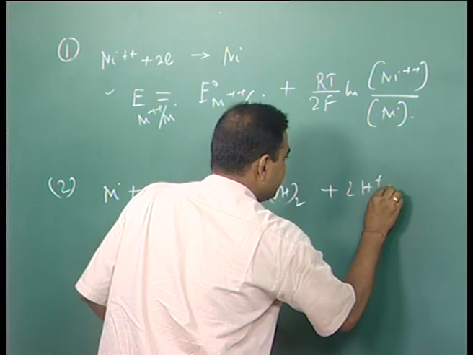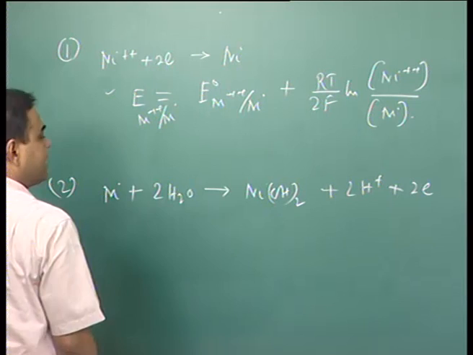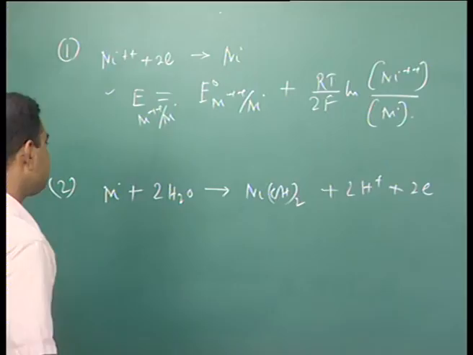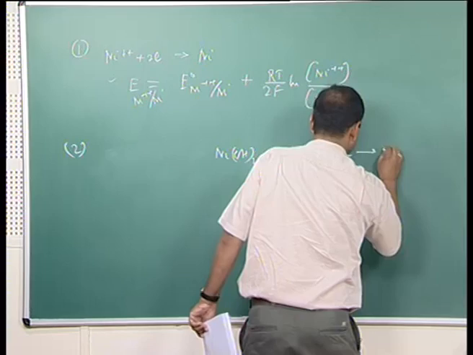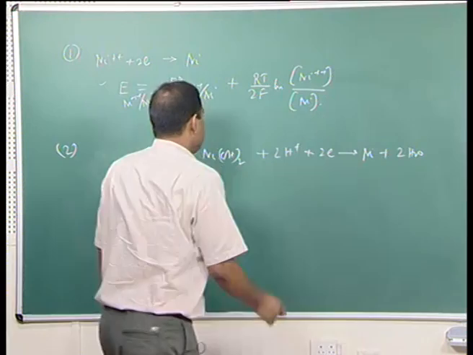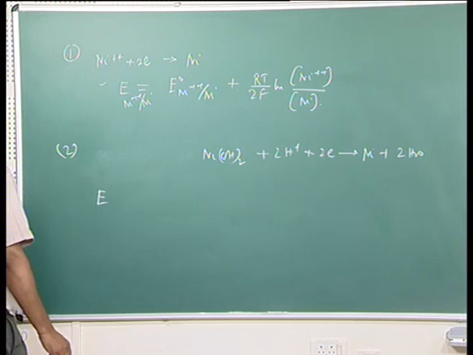Now, this reaction we can also consider in the form of reduction potential. If we consider it in the form of reduction potential, then we can write this equation, instead of this, let us write in the form of reduction potential, in reduction process Ni plus 2H2O. Now, for this reaction, I can also express it in the form of Nernst equation.